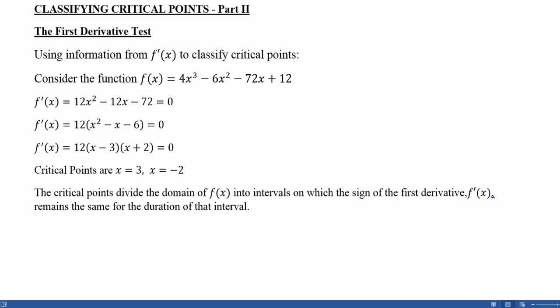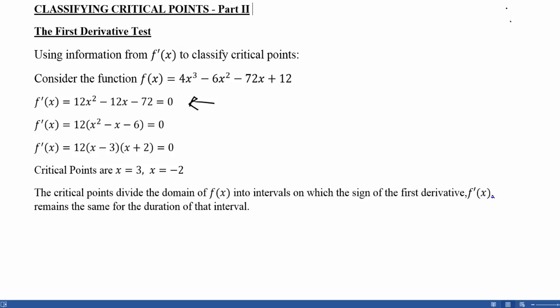So let's begin by considering the function 4x cubed minus 6x squared minus 72x plus 12. If we take the first derivative of this function, we get 12x squared minus 12x minus 72. Factoring that out, we eventually find that our critical points are x equals 3 and x equals negative 2. So how do we use the first derivative to show if these critical points are local maximums, local minimums, or neither?